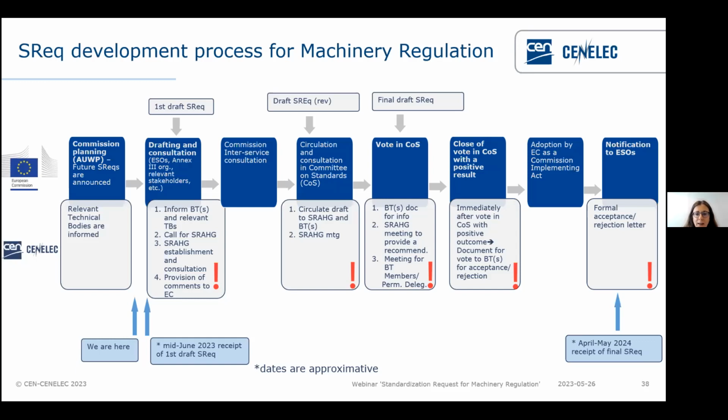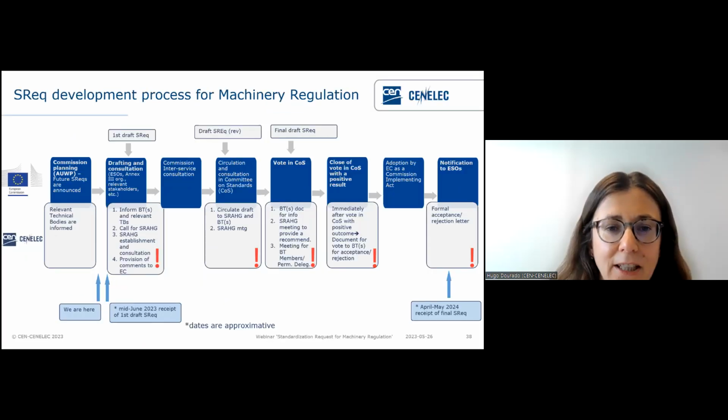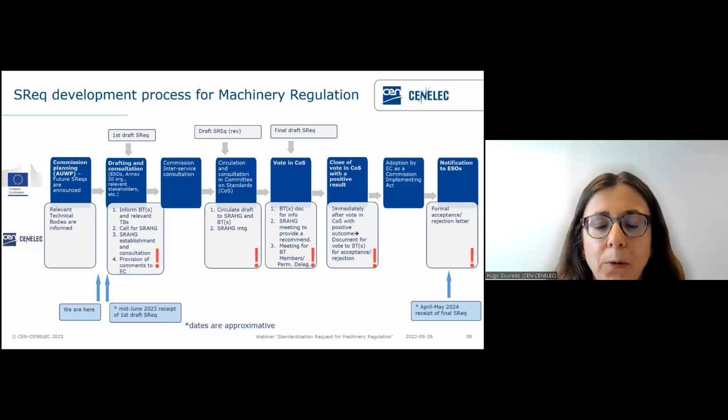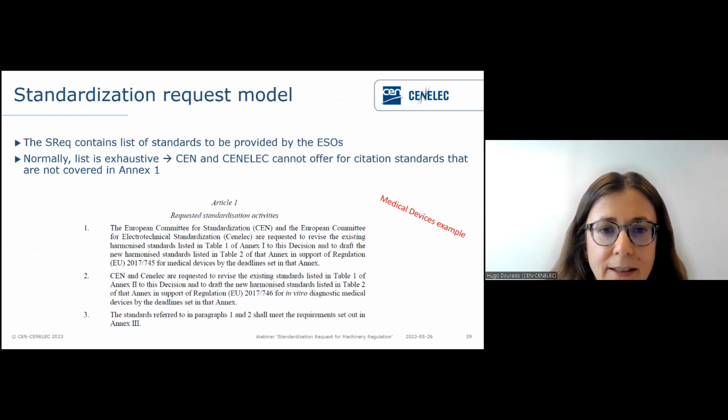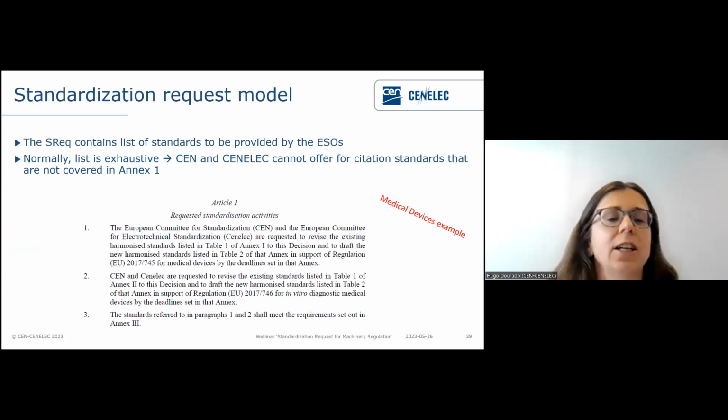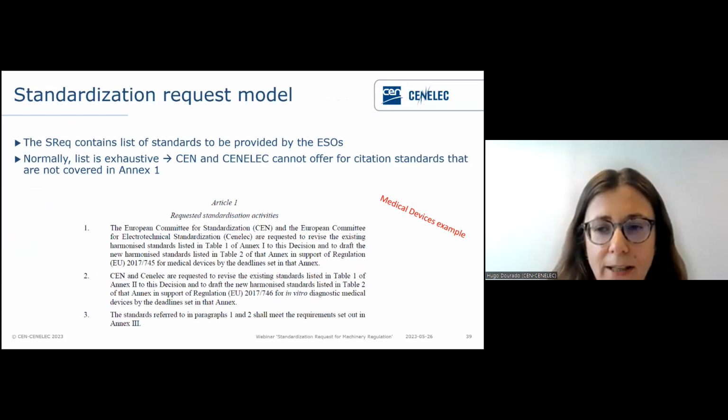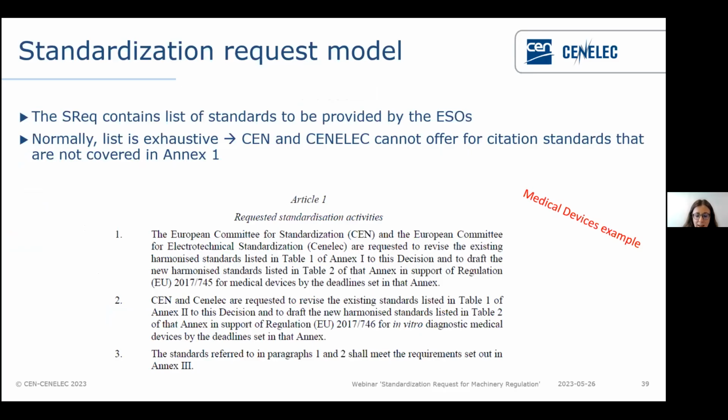So Nuno has explained the process in general for the development of the standardization request. And I will now explain to you the content of the standardization request in general, based on the examples from the standardization requests from the other sectors that were already adopted by the European Commission and were accepted by CEN and CENELEC. So I will walk you through the articles of the standardization request and also through the annexes, because annexes, as it was already mentioned, are also very important.